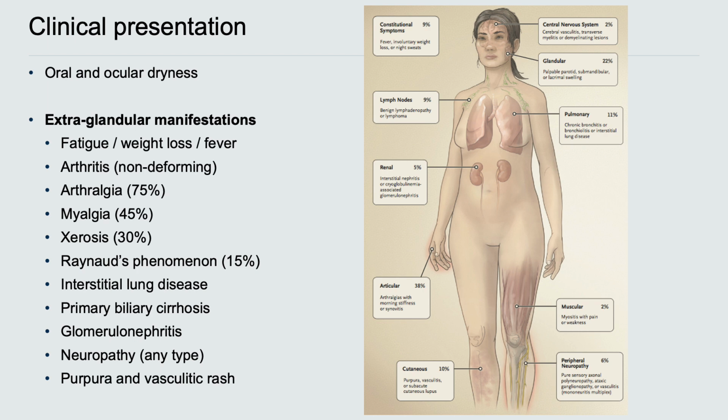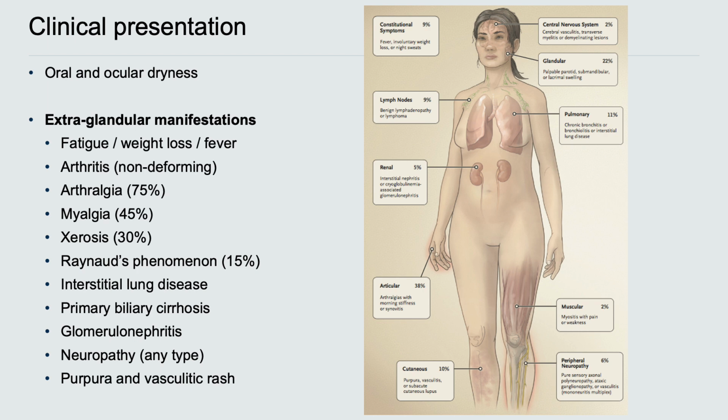So the main clinical features are oral and ocular dryness. The oral dryness can be profound and give rise to dysarthria and dysphagia. Extraglandular manifestations are not uncommon and can be non-specific and include symptoms such as fatigue, weight loss or fever. The arthritis seen in Sjogren's syndrome tends to be non-deforming. Arthralgia and myalgia are reported in 75% and 45% of cases respectively, and it may arise before the onset of lacrimal or salivary gland symptoms.